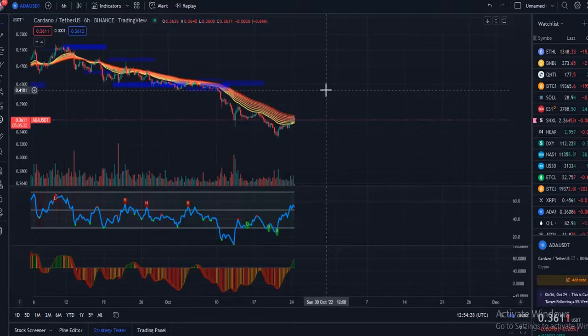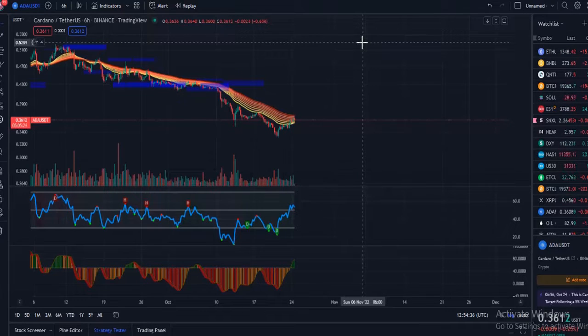We're just coming down to retest our resistance. So at resistance, we will see if ADA will break the resistance or if ADA will come down.